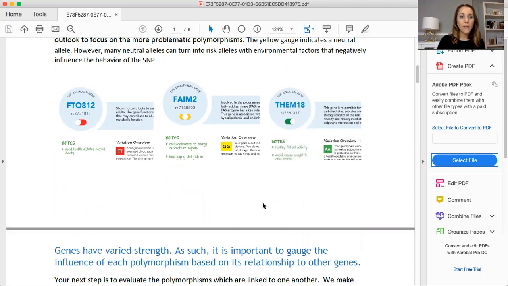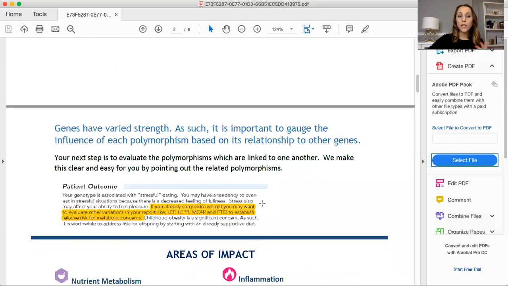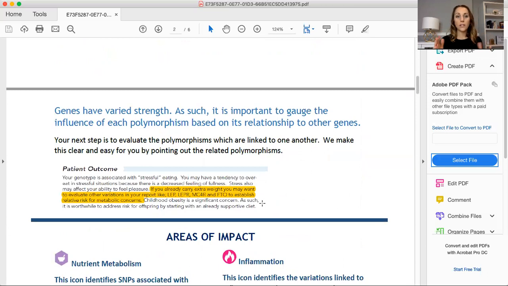You can see here an example, the FTO812 gene, and we've put little nicknames for the genes. This one is the androgen gene. There are different notes here with those genes. You'll see the different variations that you might find, the different polymorphisms, and an overview of that as well. Now, genes do have varied strength, so it's important to understand the polymorphism based on its relationship to other genes.